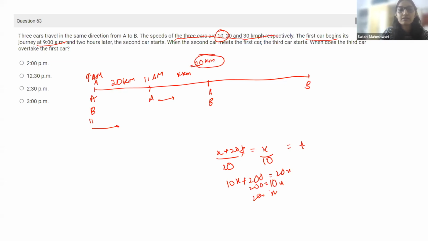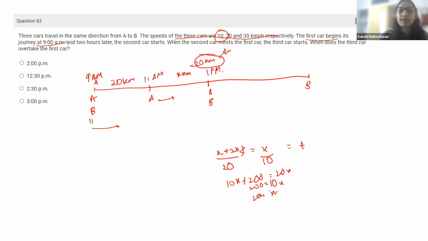Okay, are you getting it? Yeah, fine. Now A and B, so the time duration will be equal to 2 hours. Okay, for A, since it's traveling at 10 kilometers per hour, this will be 1 p.m.